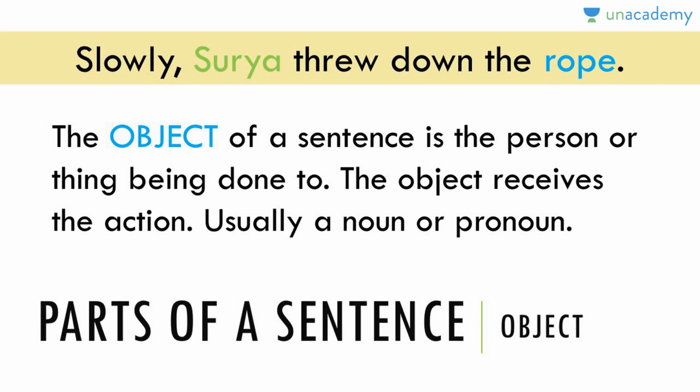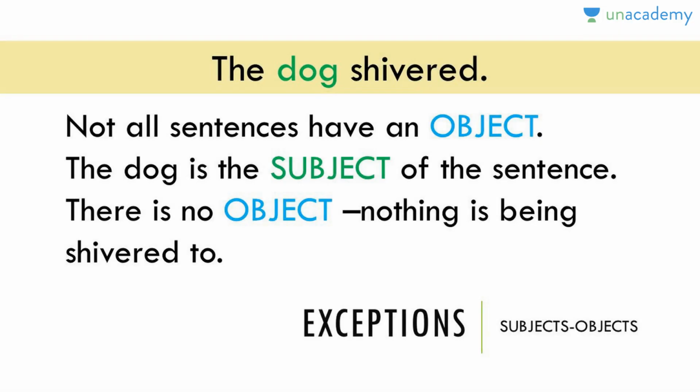Now we'll find out what an object is. "Slowly, Surya threw down the rope." What did he throw down? What did he act on? The object of a sentence is the person or thing that is being done to. The object receives the action. Usually it's a noun or a pronoun. So here it's a noun, rope. That's being thrown down. That's why it's the object.